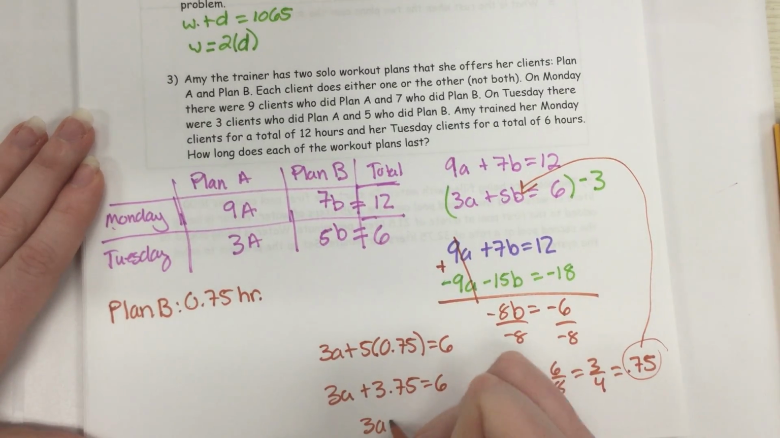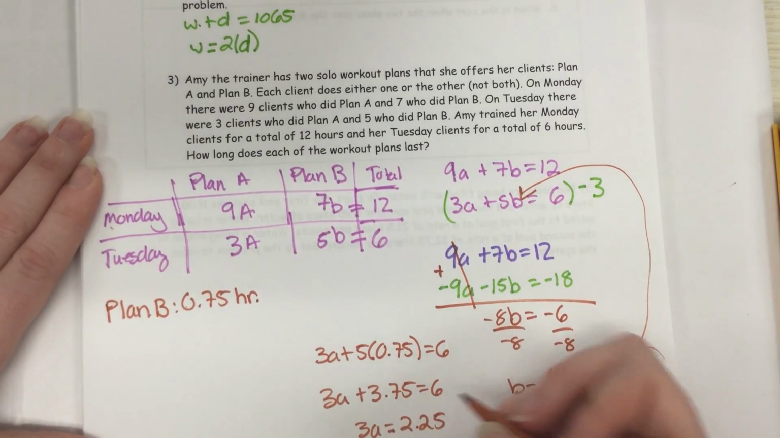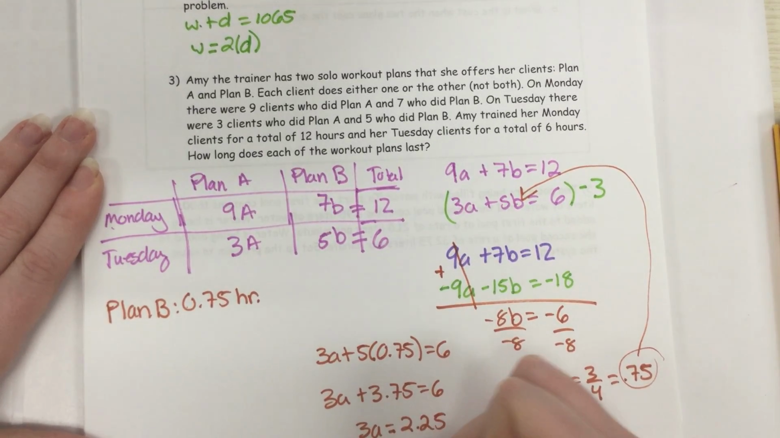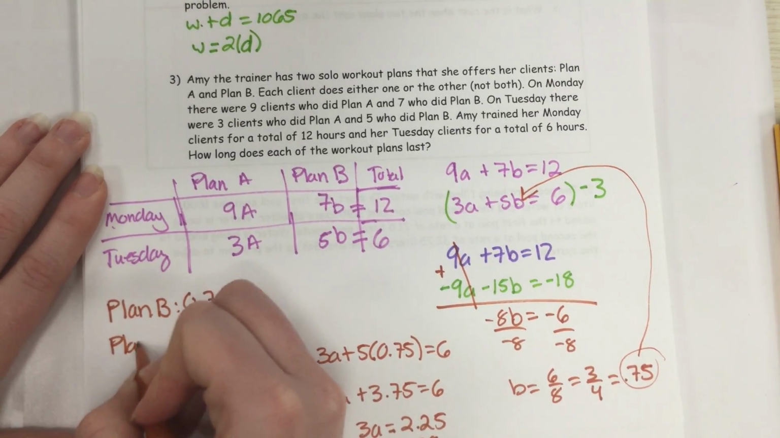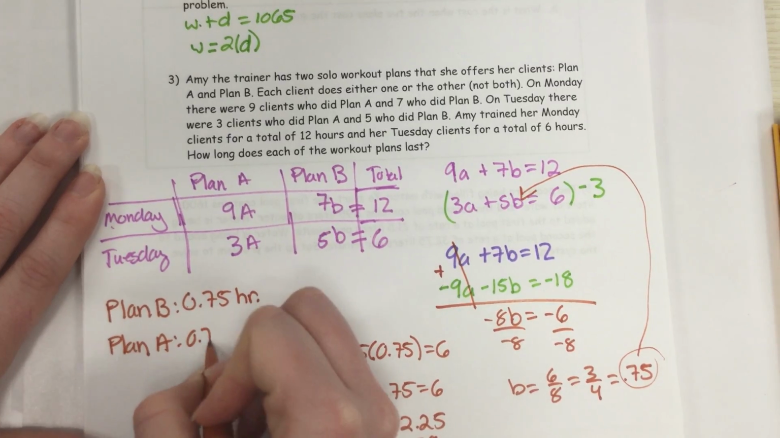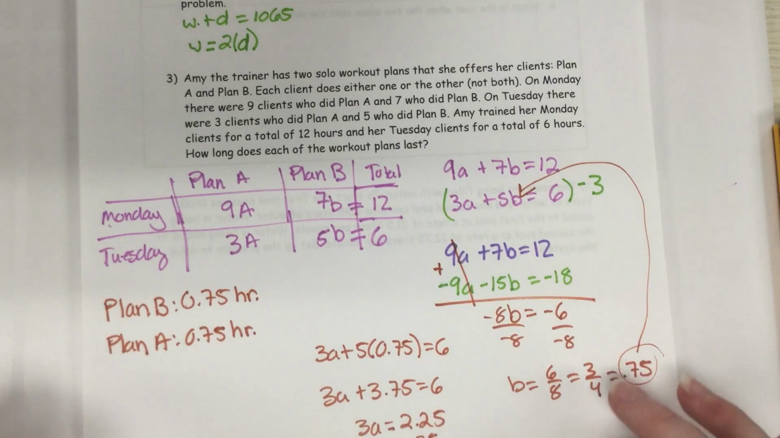So I have 3A equals 2.25. And divide that by 3, and A equals 0.75. Well, that worked out. So they end up being equal. That is pretty rare, I'm going to be honest with you. That probably won't happen most times, okay?